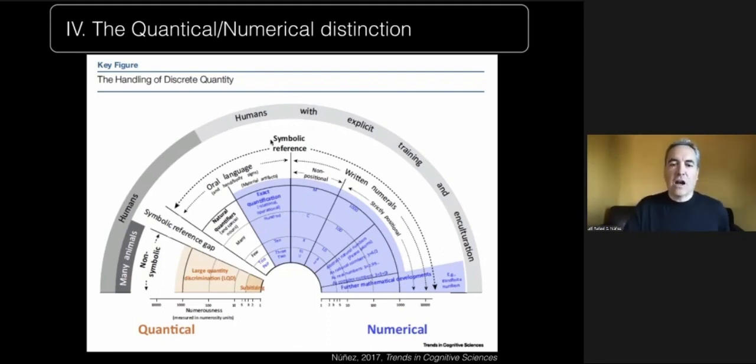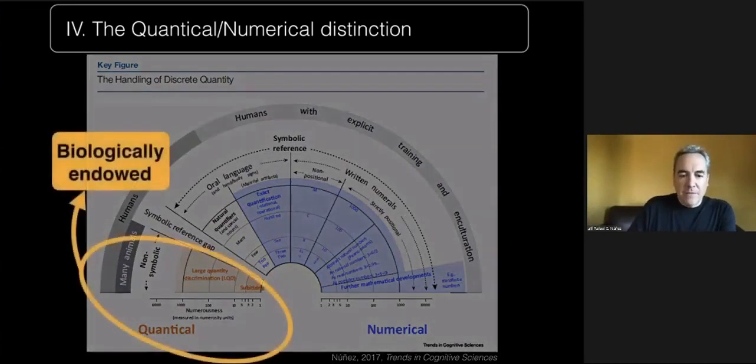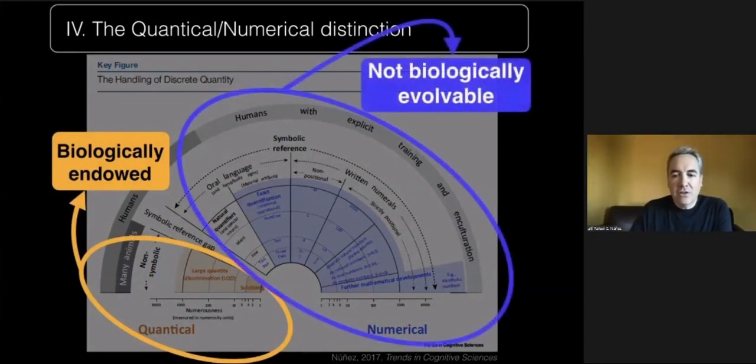You don't just come with a brain ready to go to handle this, which would explain why so many languages and cultures around the world before the invention of writing, for example, may have had limited numerals. So the idea is that this quantical cognition would be biologically endowed, as shown by many experiments, but all this is not biologically evolvable.